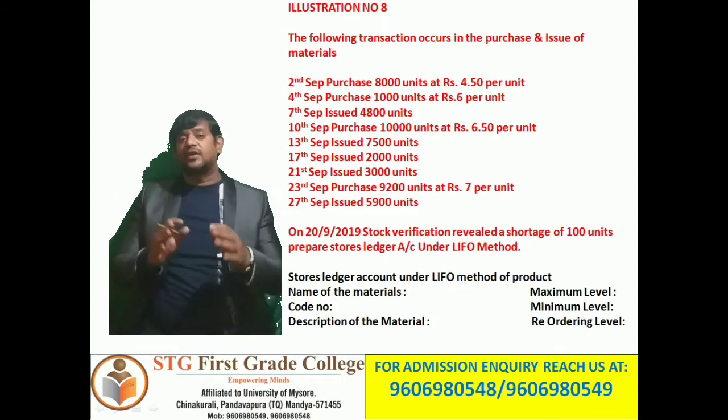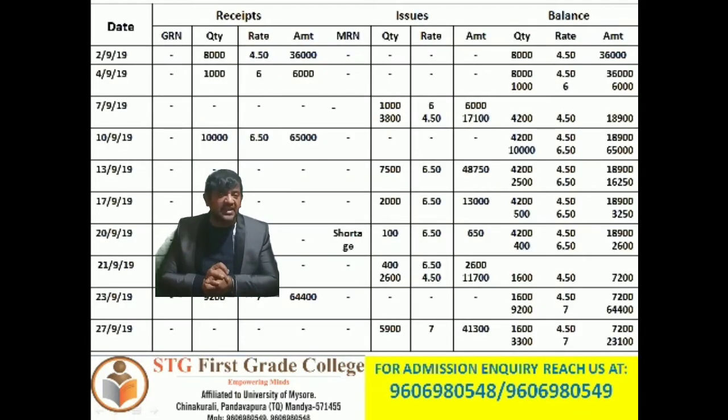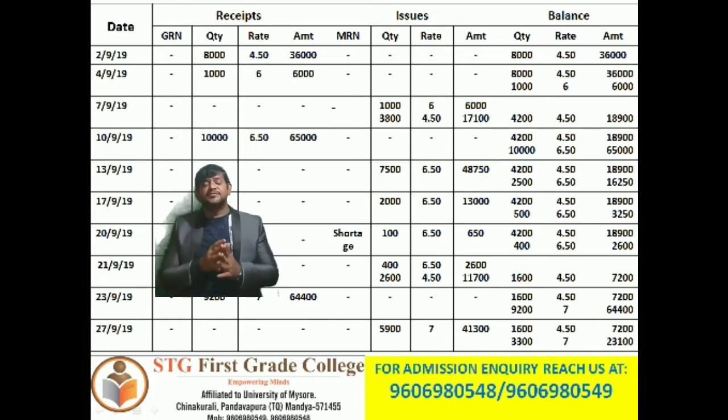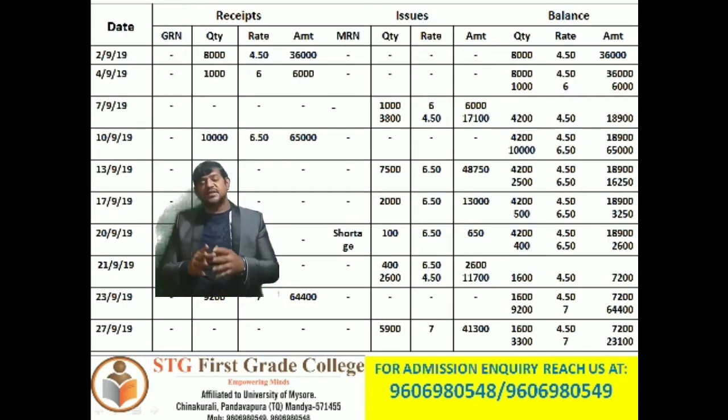Okay, so now let us open the table with four main columns, that is the date, receipts, issues and balance. Now divide the receipts column into four sub columns, that is GRN number, quantity, rate and amount. At the same time, go to the issues column. Open sub columns MRN, quantity, rate and amount. And in the balance column, quantity, rate and amount. So these are the sub columns of each main column. So let us start the solution part.